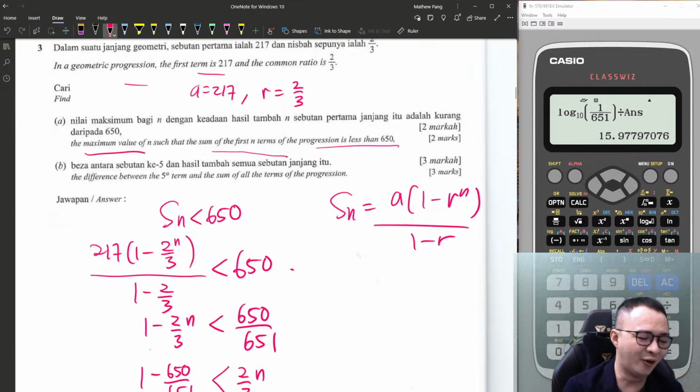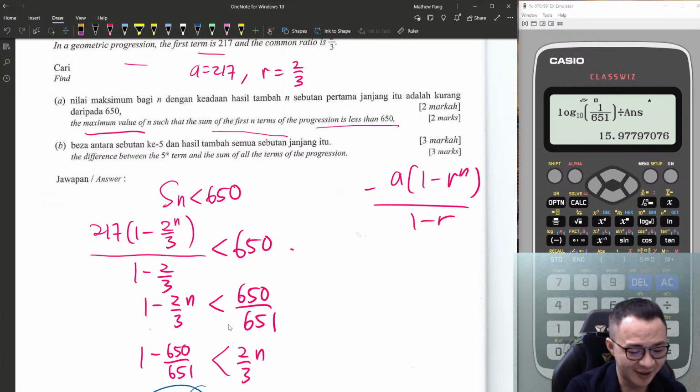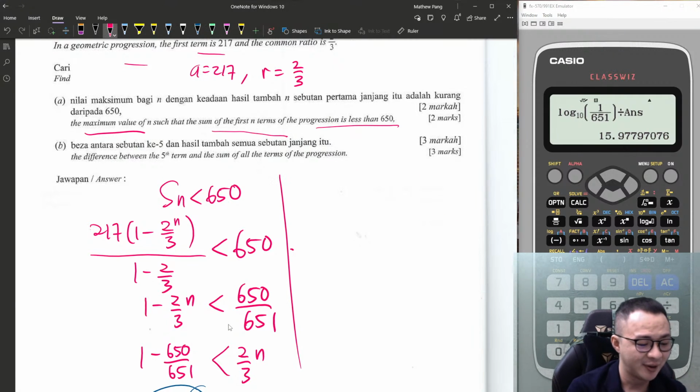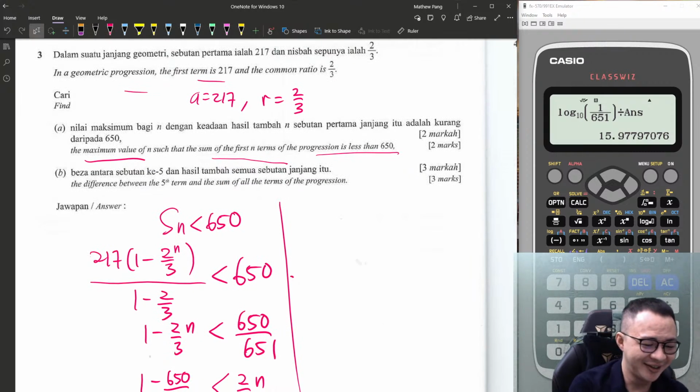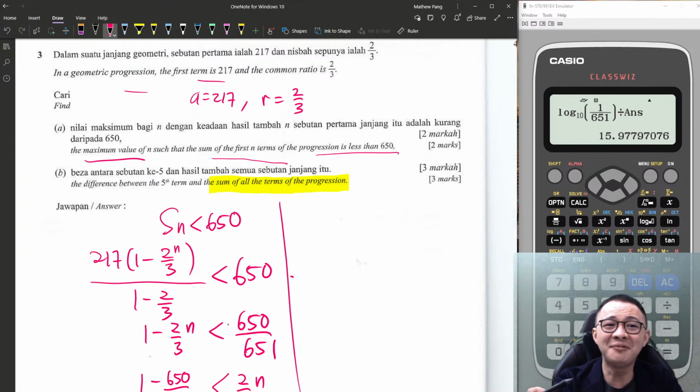Okay, so quite a lot of work for 2 marks. No choice. Let's just do as many as you can. Okay, the difference between the fifth term and the sum of all the terms of the progression. The challenging part over here is the question doesn't tell you how many terms you have. So a lot of students might start here: sum of all the terms of this progression. Do I sum 10 terms, 20 terms, 30 terms, 100 terms, 1,000 terms, or 10,000 terms? We do not know.